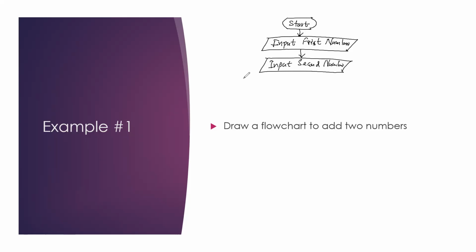What is the third step? Process. Yes, we say total equals first number plus second number. So this is a process. So it should be enclosed with a rectangle block, right? So we have to have a rectangle block like this. So you are connecting the third step.